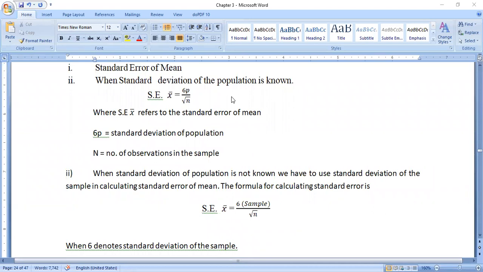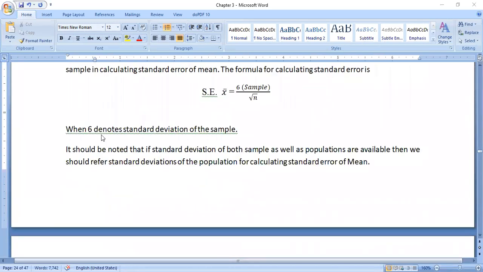When the standard deviation of the population is not known, we have to use the standard deviation of the sample in calculating standard error of mean. The formula for calculating standard error is here. Standard error x bar is equal to standard deviation, within the brackets sample, divided by under root n. This is the formula when the standard deviation of the population is not known. When it is known, we have to follow the earlier one. These are the two formulas. Based on the given question, we will apply the formula.